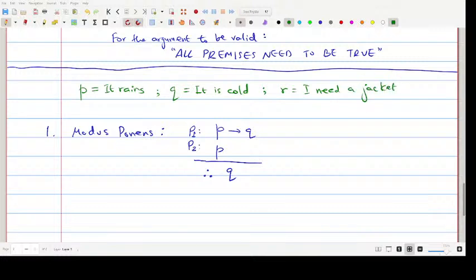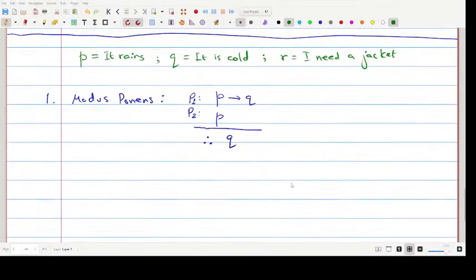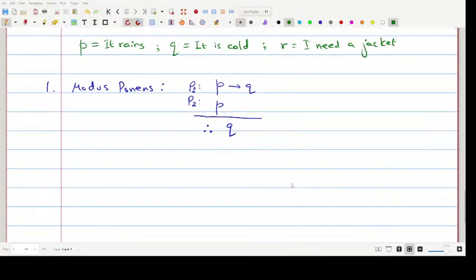Correct. So let's say these are three propositions we have. Combining the first two propositions with an if-then relation, we get P1 as the first premise: if it rains, it is cold. Now the second premise is just P, and P means it rains, right?